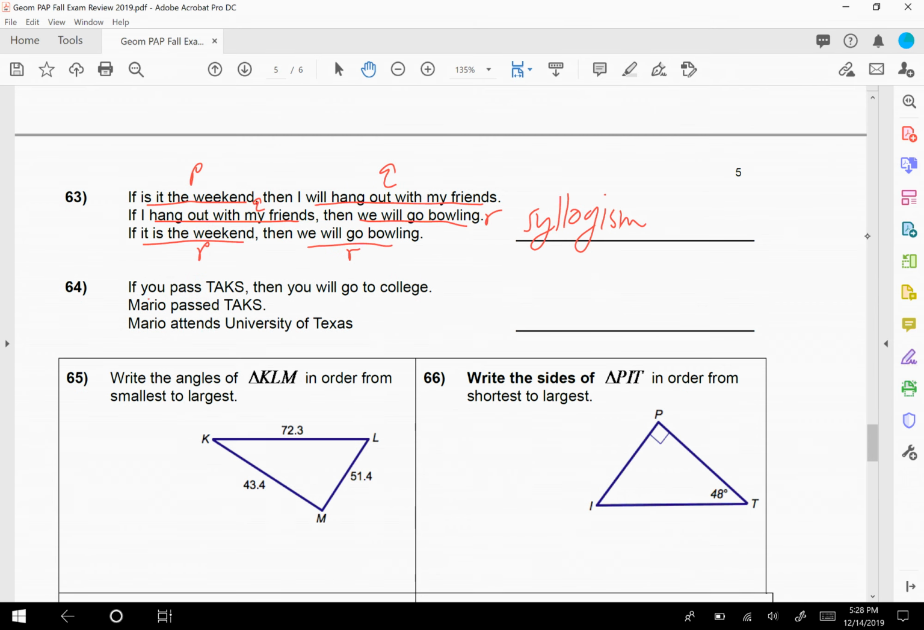Okay, if you pass tax, then you will go to college. Mario passed tax. Mario attends the University of Texas, which is a college, so this is detachment.